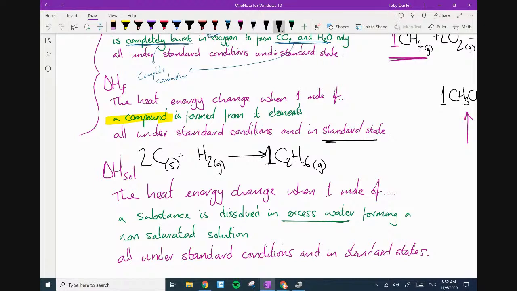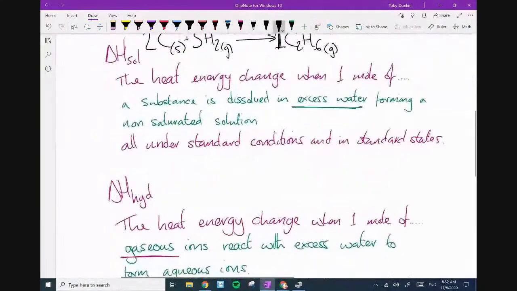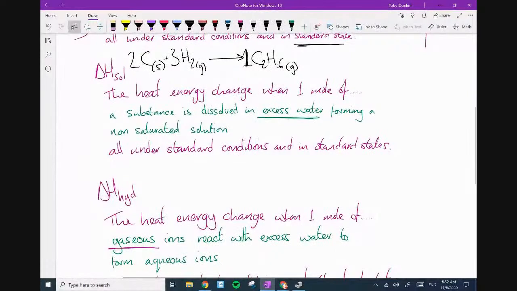So I'm going to need 2 of those, and I'm going to need 3 of those, and there's my definition of the enthalpy of formation. Enthalpy of solution. The enthalpy change when 1 mole of a substance, 1 mole of sodium chloride, solid in its standard states, is added to excess water forming a non-saturated solution. The saturated solution, I'm going to form, it's aqueous ions.